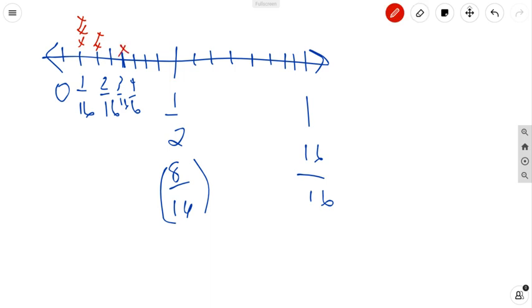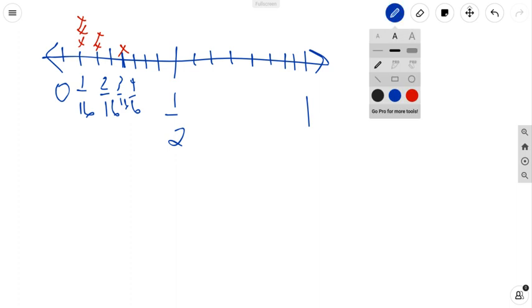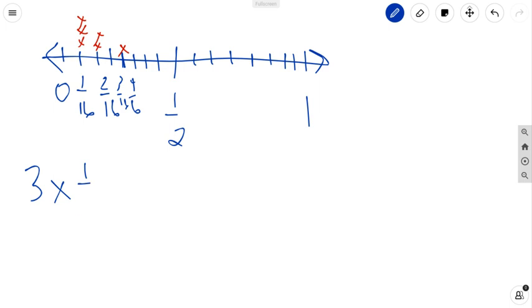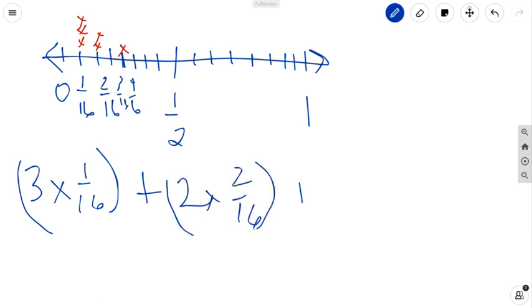So again, finding this using an algebraic equation, the first thing we're going to do is use the multiplication just to list out our numbers. Then you're going to solve it. So we would say, okay, let's see what we have here. We have 3 x's above 1/16. That's easy. Plus, we have 2 x's above 2/16. No problem. Plus, we have 1 x above 3/16. So we're going to be adding them up like that.